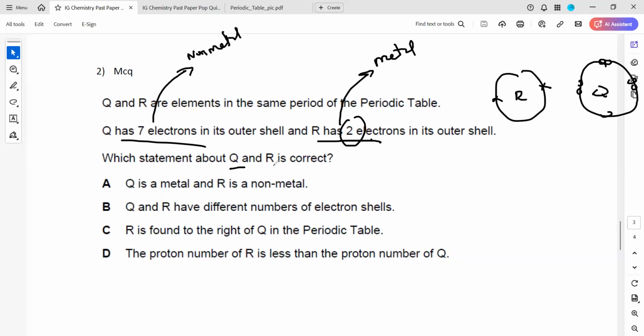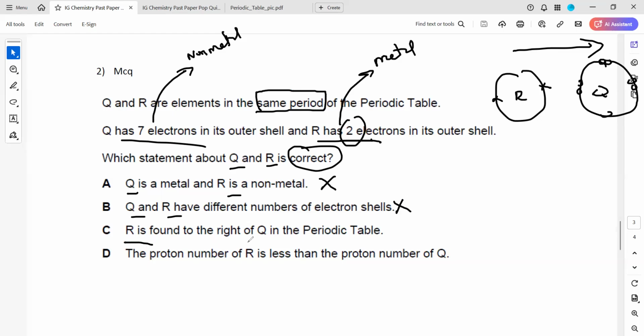Which statement about Q and R is correct? Q is a metal, R is a non-metal. Is it correct? No, it's not correct. Q and R have a different number of electron shells. They mention they are in the same period. So if two elements belong to the same period, they will have the same number of shells, because the number of shells is given by the period.